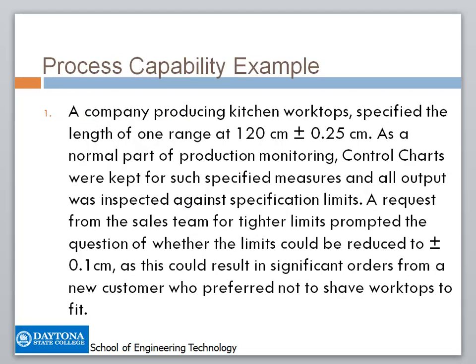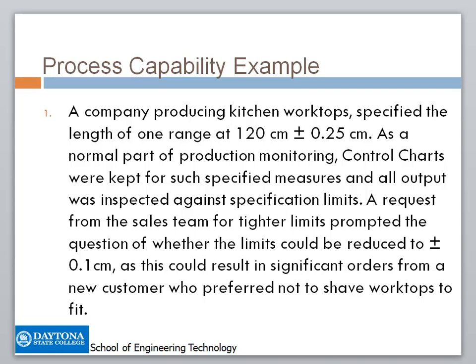We have a company producing kitchen worktop, and they have specified the length of one worktop as 120 centimeters plus minus 0.5 centimeters. That is 0.25, that means our range for tolerance. So as a normal part of the production monitoring, control charts were kept for such specified measures, and all output was inspected against specification limits.